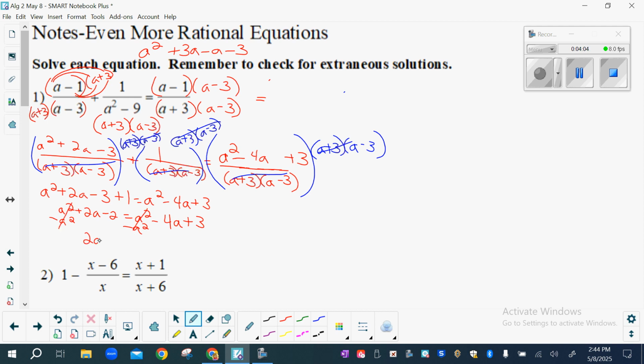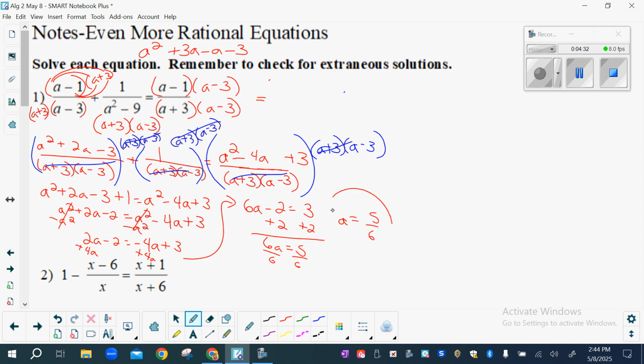So we get 2a minus 2 equals negative 4a plus 3. And then we would say add 4a. And we get 6a minus 2 is 3. And we get a equals 5 over 6.